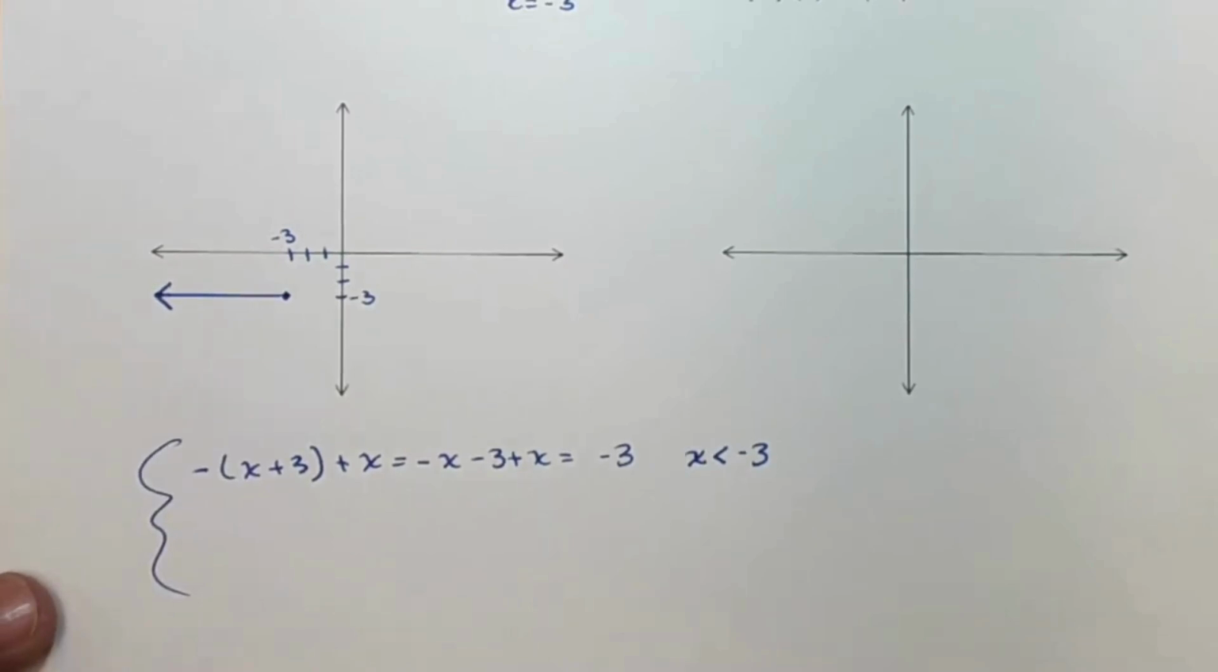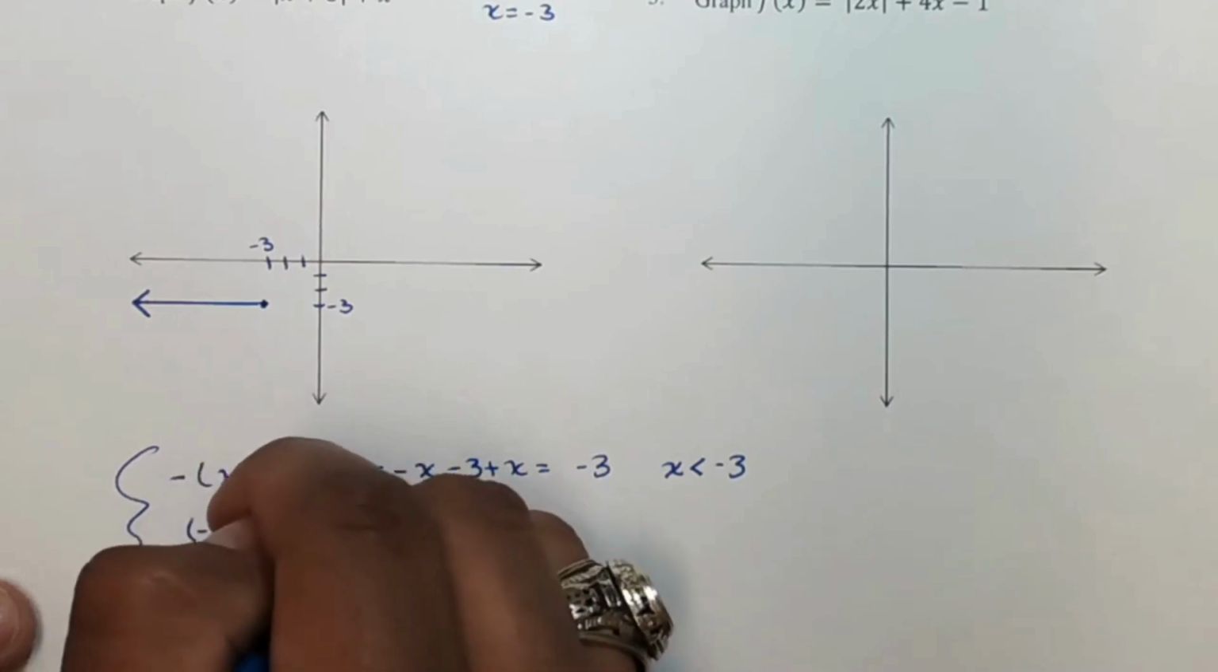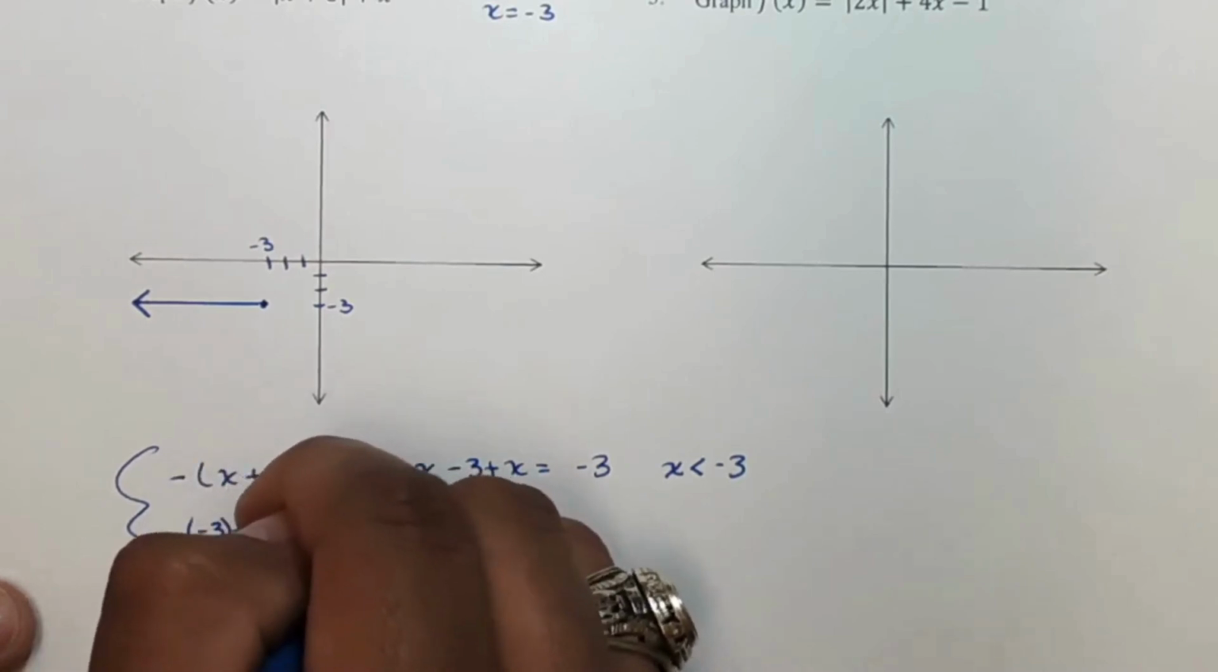Well, in the next case, I would plug in x is 0, but my new 0 in this case is -3. So I'm going to plug in -3 for every x that I have in here.